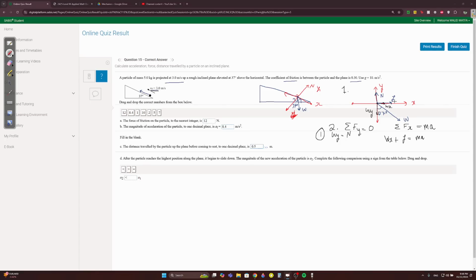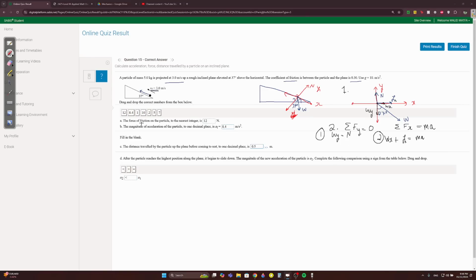If this was a written part, you must say Fk. Why am I saying Fk? Because it's in motion, so it's called kinetic friction. Okay. What are they asking for here? We have two equations now. Wx plus Fk equals ma, and we have Wy is equal to N. So we have two equations.